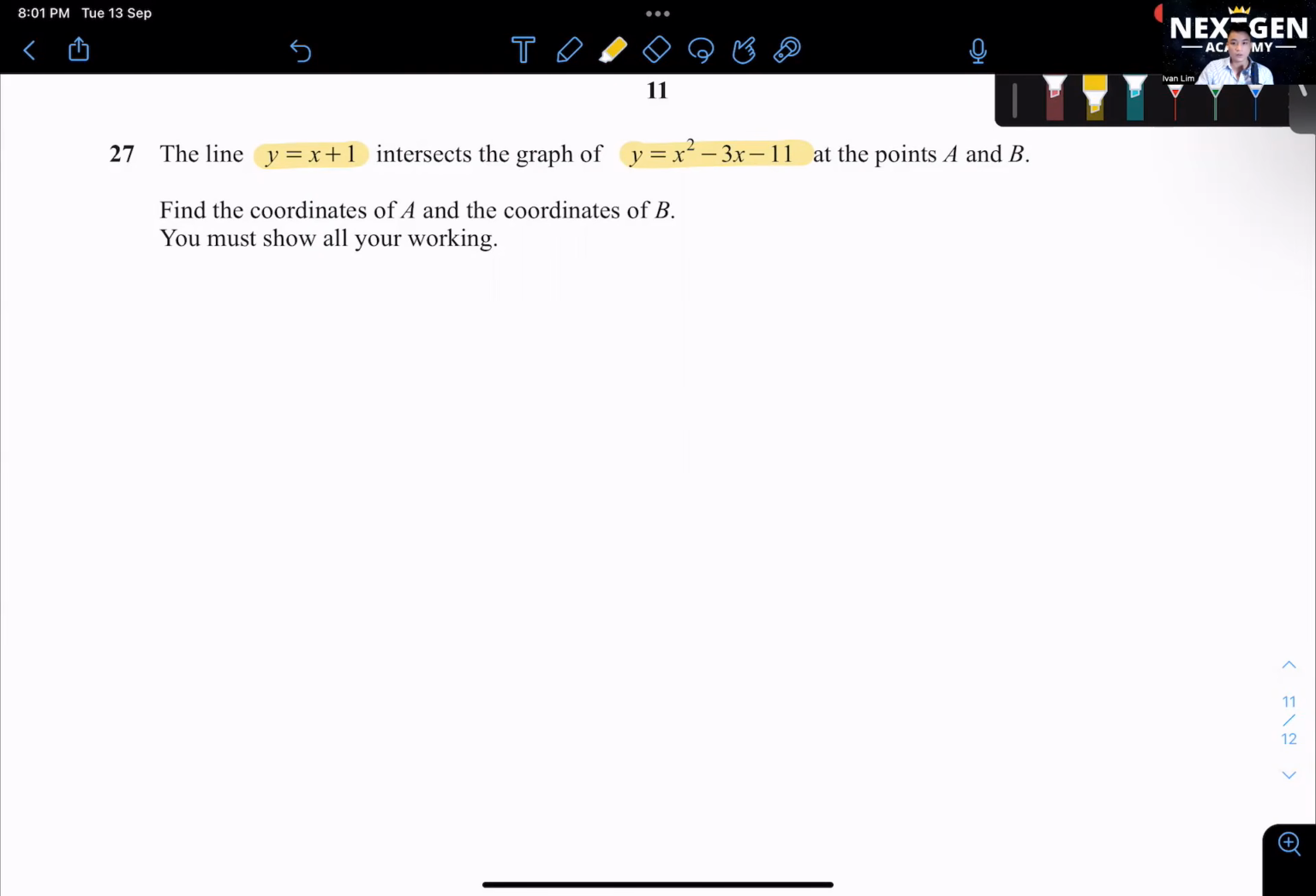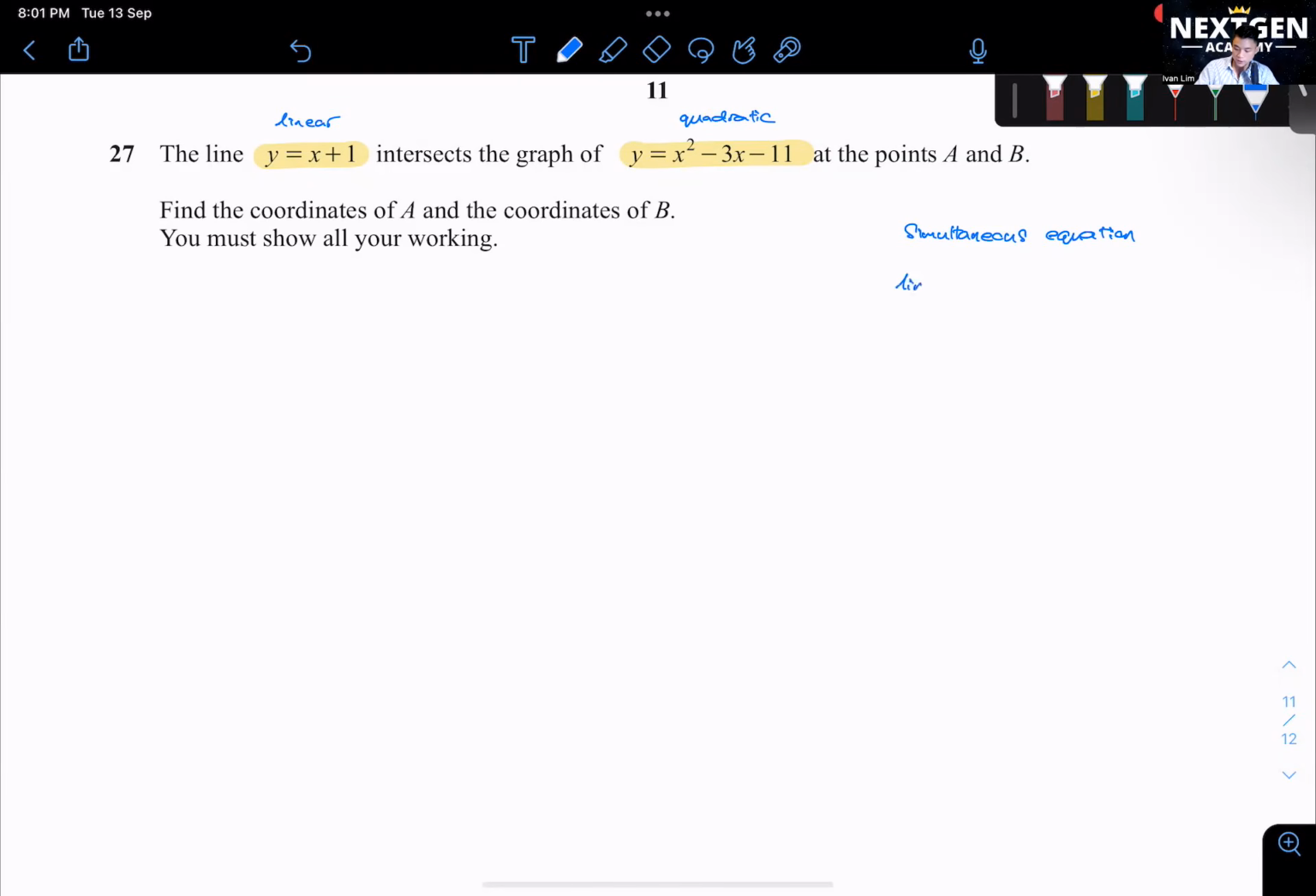Over here, you need y equals y. You just need to do simultaneous equations. However, this simultaneous equation is not so straightforward because of the nature of the equations. One of them is a linear equation, this one is a quadratic. So for this type of question, when one is linear and one is quadratic, you cannot use elimination. You can only use substitution for this.